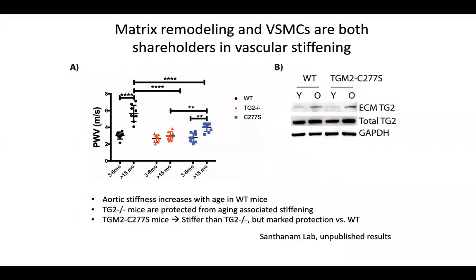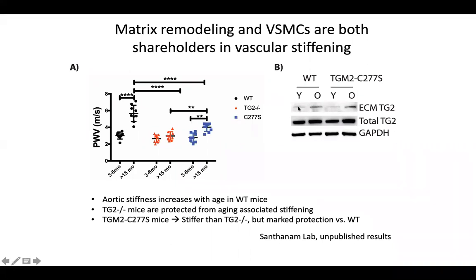in this mutant mouse. Now, when we take these mice and look at vascular aging, the wild type mice go from being quite compliant to quite stiff, as is expected. We see that the TG2 knockout mice are pretty much protected from any vascular stiffening with age. And these C277S mice actually land somewhere in between. So while they do show some stiffening, it's not as dramatic as in the wild type mouse.